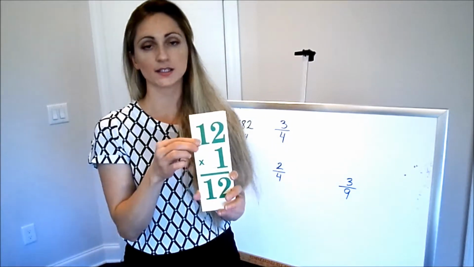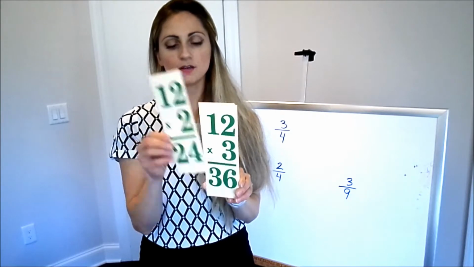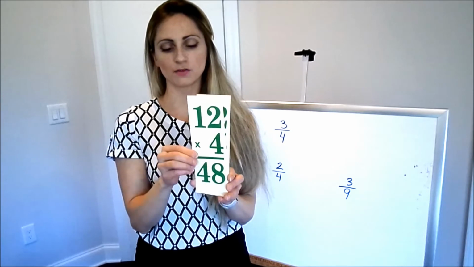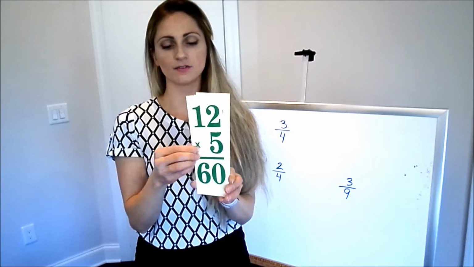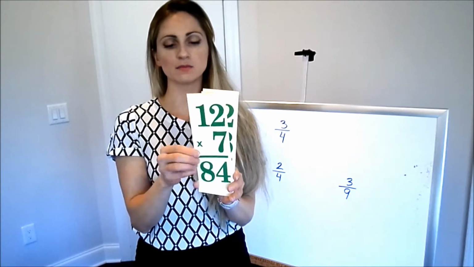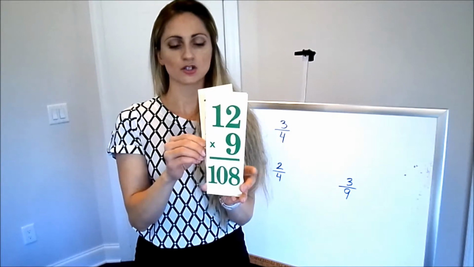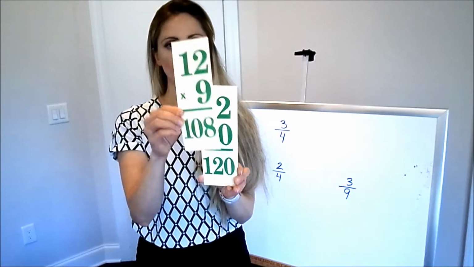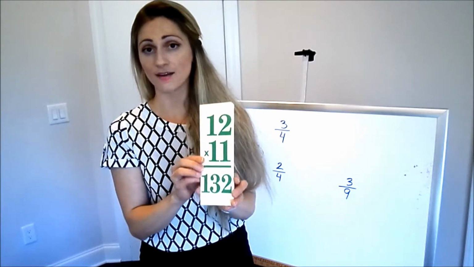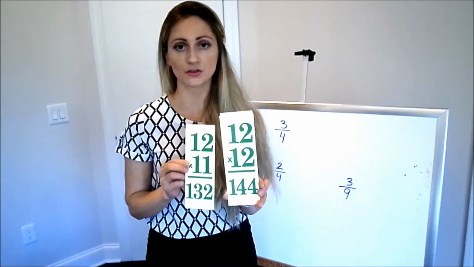Let's do it this way. 12 times 1 is 12. 12 times 2 is 24. 12 times 3 is 36. 12 times 4 is 48. 12 times 5 is 60. 12 times 6 is 72. 12 times 7 is 84. 12 times 8 is 96. 12 times 9 is 108. 12 times 10 is 120. 12 times 11 is 132. And then 12 times 12 is 144.